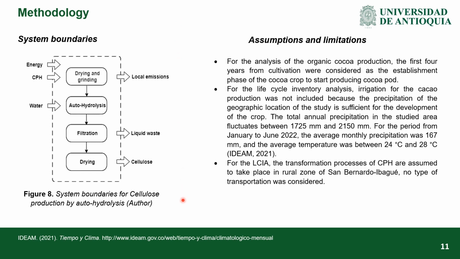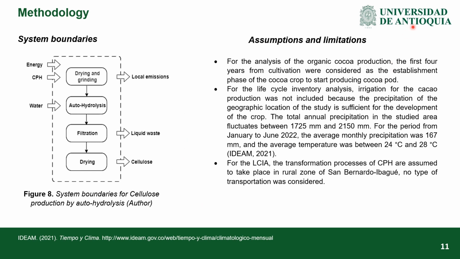For cellulose production by autohydrolysis, start with the pretreatment of CPH and end with the drying of the cellulose. The inputs for this system were energy, CPH, and water, and the outputs were local emission, liquid waste, and cellulose.